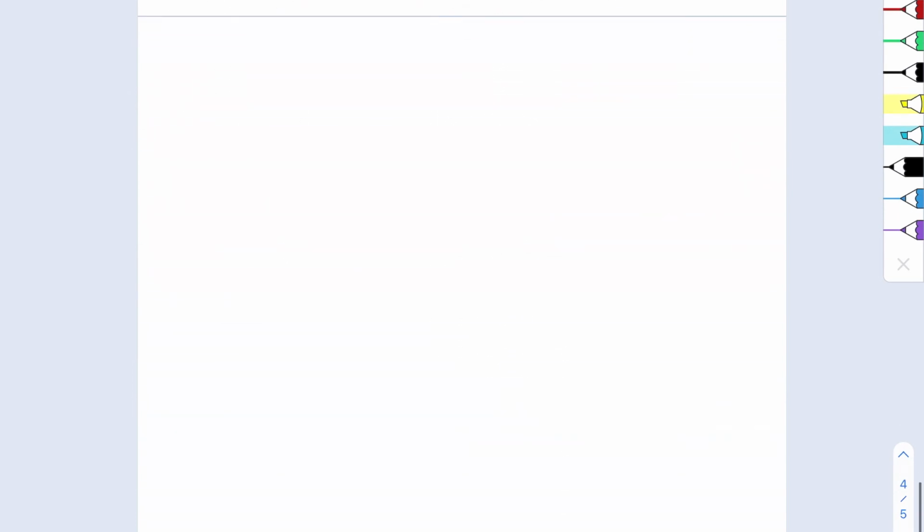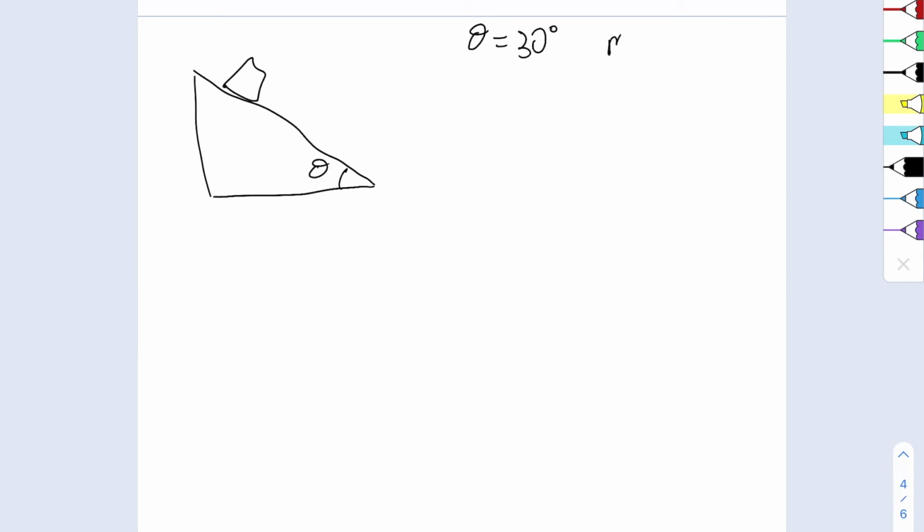So to tie all of these concepts together, let's work through an example that requires us to use everything that we've learned so far to solve a problem. So let's say we have an inclined plane, something like that, which makes an angle theta to the horizontal. Let's say theta is equal to 30 degrees. We have a box with mass equal to 10 kilograms.